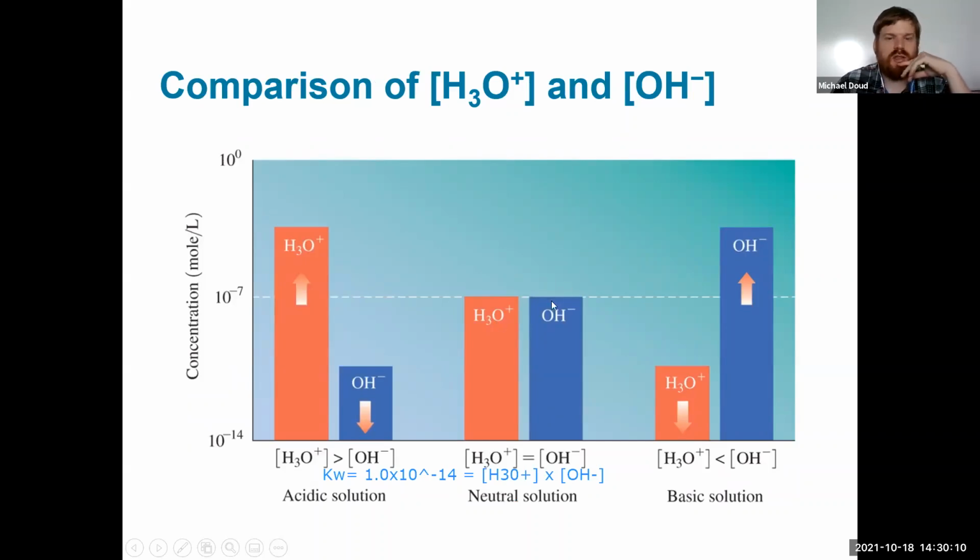Basically, in a neutral solution, the concentrations are equal. Acidic, that's where the concentration of hydronium is greater than the concentration of hydroxide, and also greater than 10 to the negative 7th molar. And basic is the opposite, where the hydroxide ion concentration is greater than 10 to the negative 7th, and also greater than the hydronium concentration.